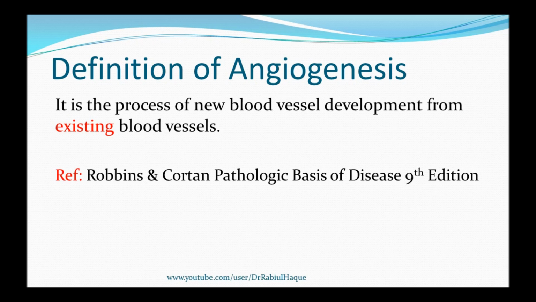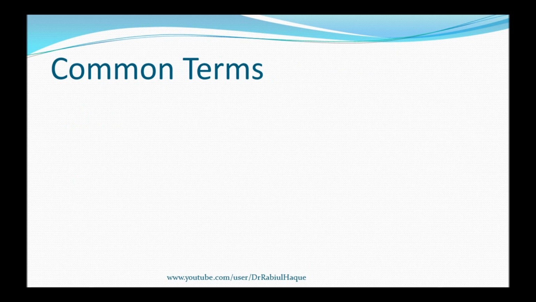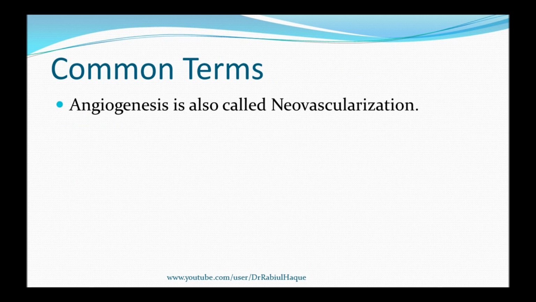So now that we have defined angiogenesis, we will move on to the next topic and discuss some terms. The first thing that you have to know is angiogenesis is also sometimes called neovascularization. Neo means new, and I'm sure you know what vascularization means. So they are similar in meaning, angiogenesis and neovascularization. Both mean formation of new blood vessels, or development of new blood vessels from existing blood vessels.